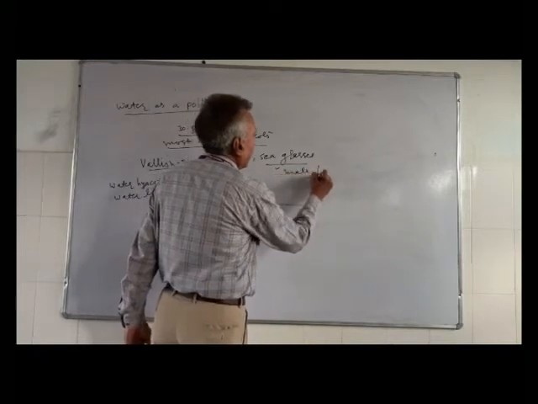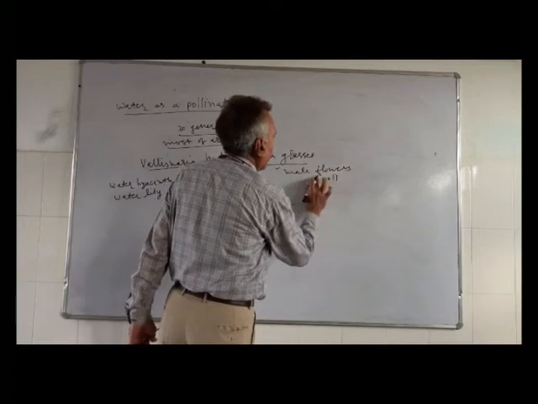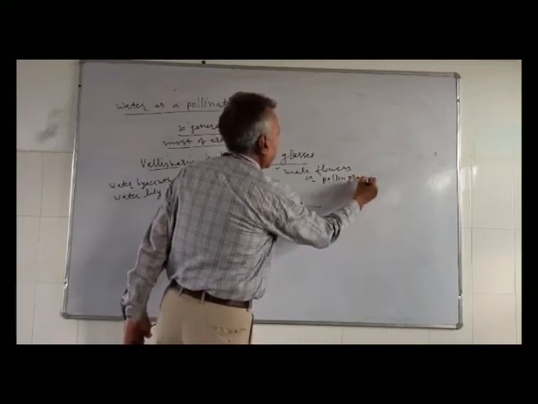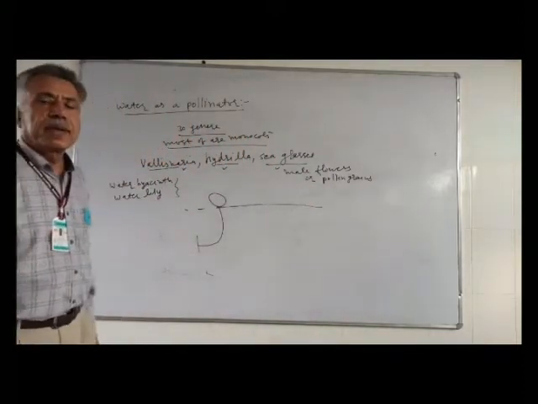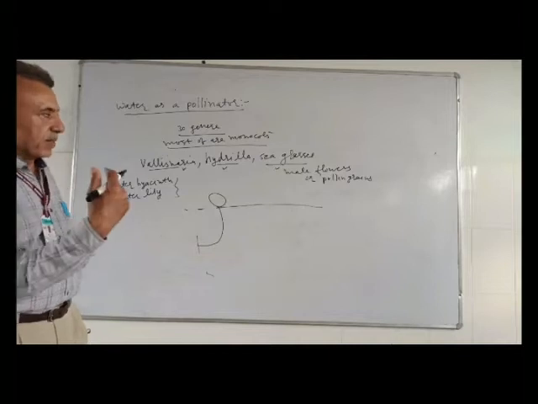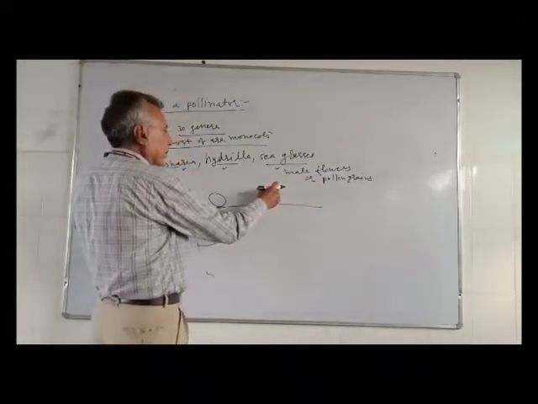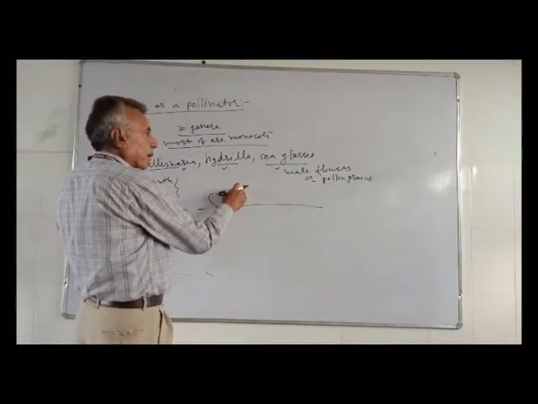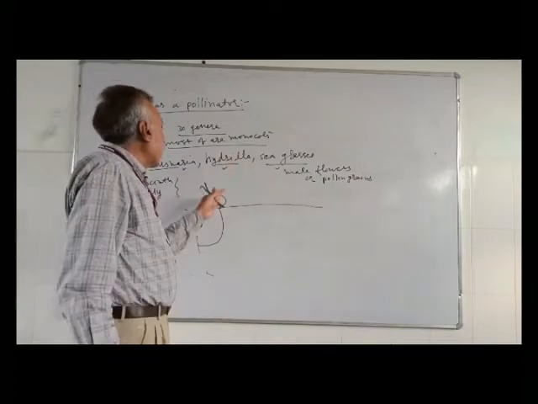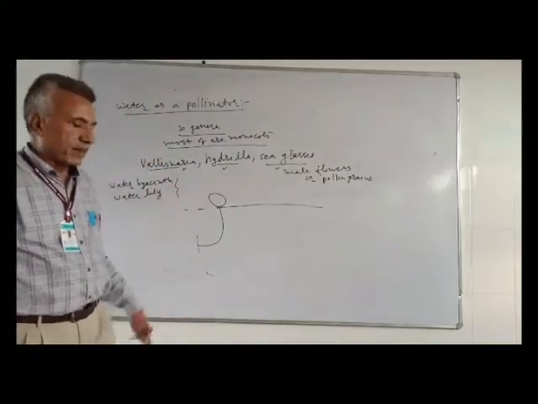and pollen grains are released on the surface of the water. Through the water currents, they are carried towards the stigma. Eventually, pollen grains land on the stigma through the water currents in Vallisneria.